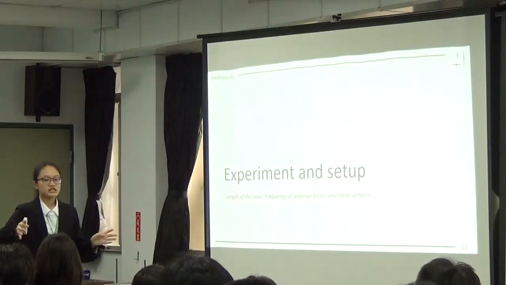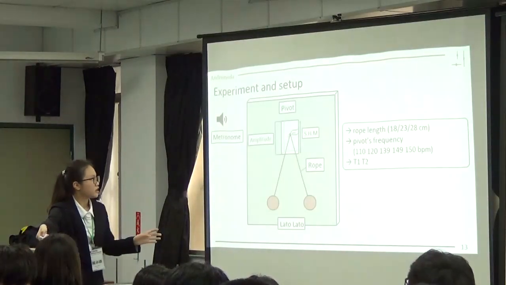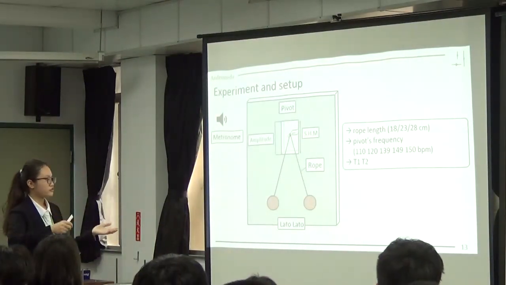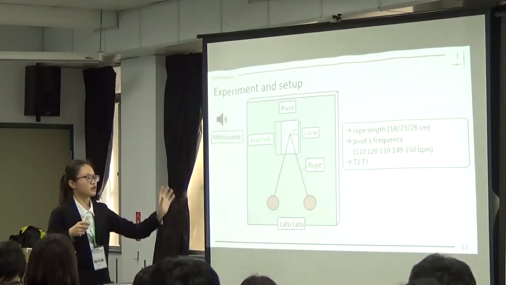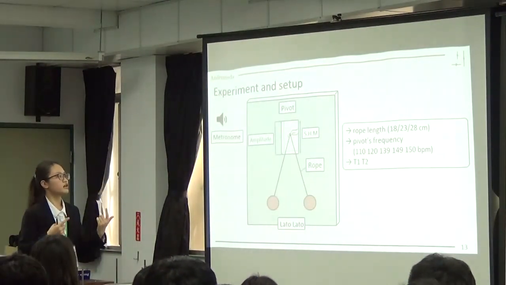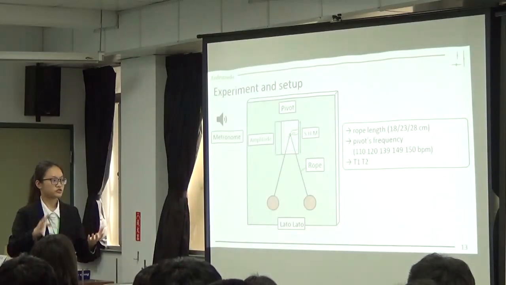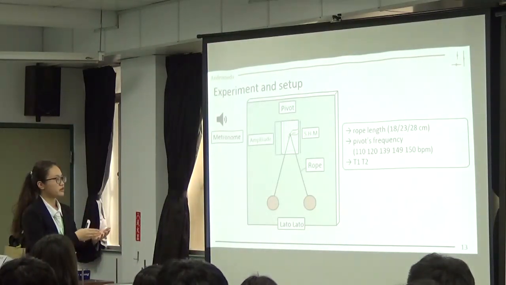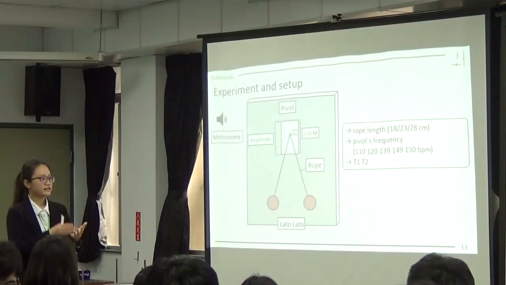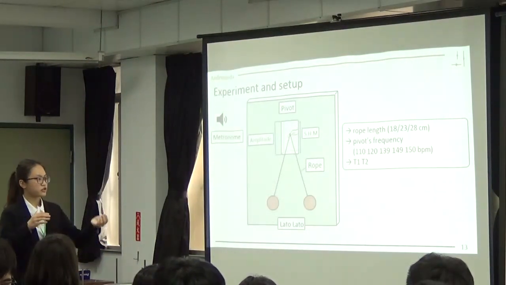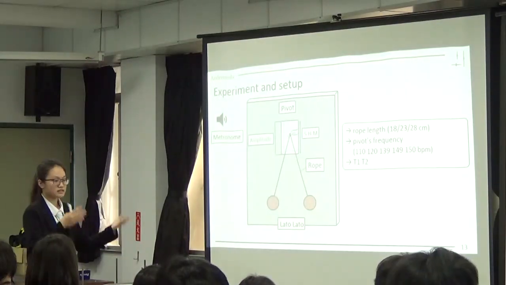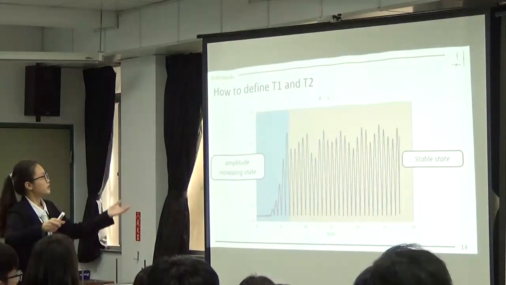So next is the experimental setup. For our setup, we use our hand to control the Lato, and we have a hole on the platform so we can control the amplitude, and we listen to the metronome sound so we can control the frequency. In our experiment, we changed the rope length to 18, 23 and 28 centimeters, and the pivot frequency. And we are going to observe T1 and T2. And what are T1 and T2 here?